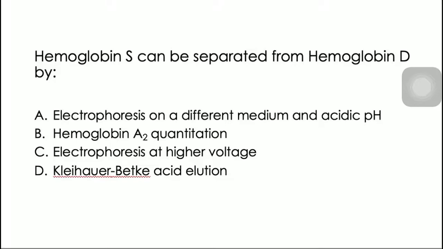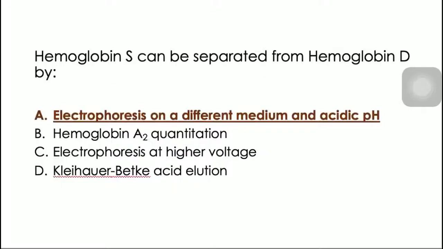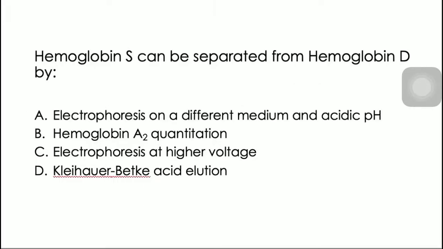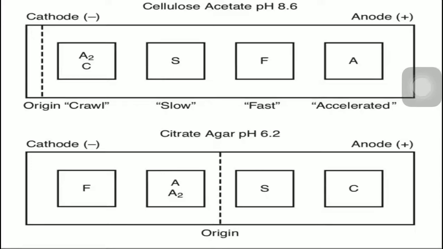Hemoglobin S can be separated from hemoglobin D by, letter A, electrophoresis on a different medium and acidic pH. Okay, so for example here, we have your cellulose acetate and your citrate agar. We have an alkaline pH of 8.6 for cellulose acetate, while an acidic pH in a different medium, we have your citrate agar at pH 6.2. So mag-iba po yung arrangement ng mga hemoglobins or yung order of migration nila using the different medium and a different pH. Ito po ay hindi complete.